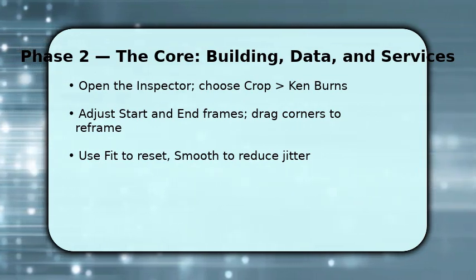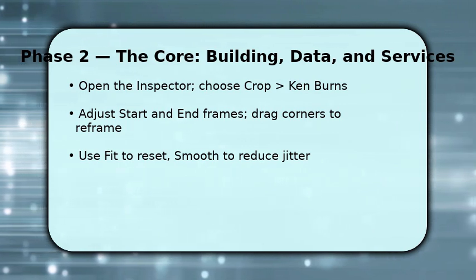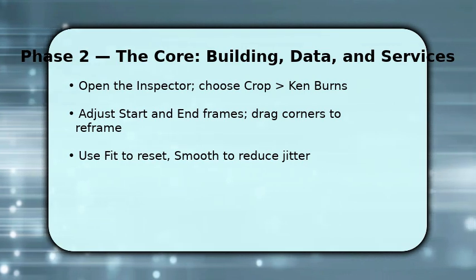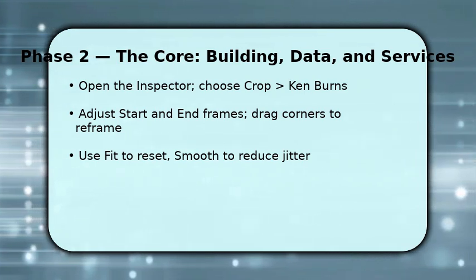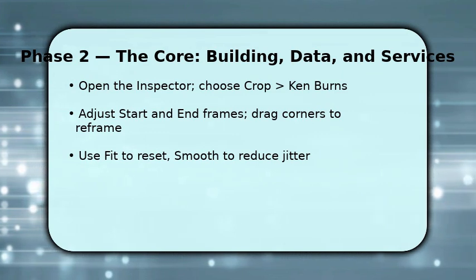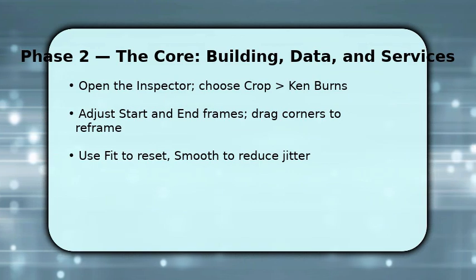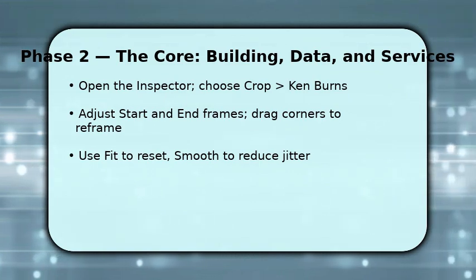Drag and resize each frame to control zoom and pan, move the start frame where you begin, then set the end frame where you want the viewer to land. Make sure to preview playback because timing matters. You can split the clip to change speed or adjust keyframes. If edges look off, use Fit to reset and then reapply a refined crop.